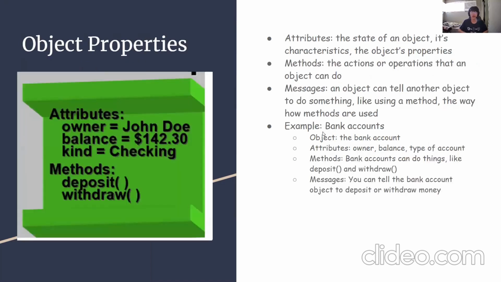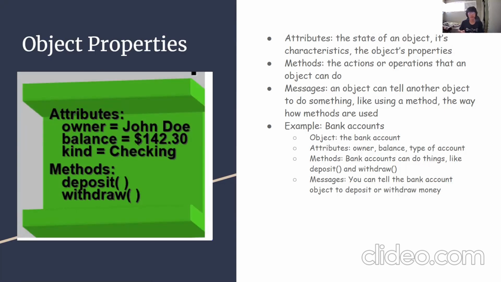Now we're going to go over object properties. So you know what objects are. They're the things that go inside a world, and the world is made up of all these objects. Now, how do we differentiate these objects? One way is by their attributes. The attribute of an object is its state, its characteristics, or its properties. So an attribute is just the properties or the description of an object. It's how I describe an object.